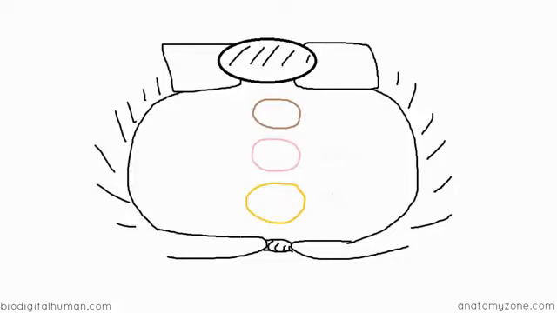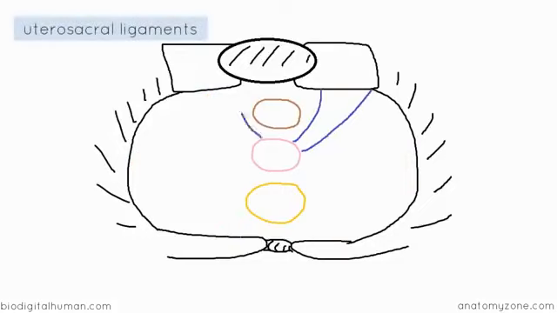So you've got ligaments which attach posteriorly to the sacrum, you've got ligaments which attach to the lateral side walls of the pelvic cavity, and you've got ligaments which attach anteriorly to the front of the pelvic cavity. So the bands of fascia which thicken to extend from the uterus to the sacrum are called the uterosacral ligaments. So I've drawn these on here in blue.